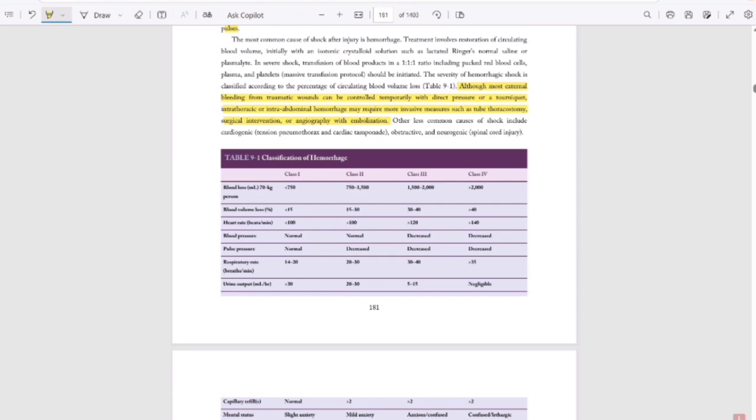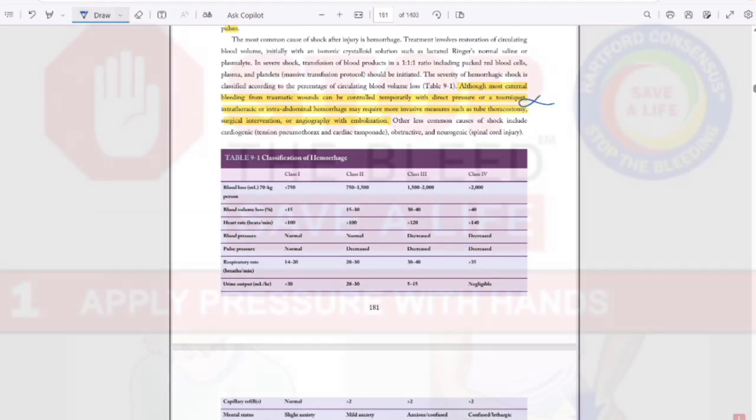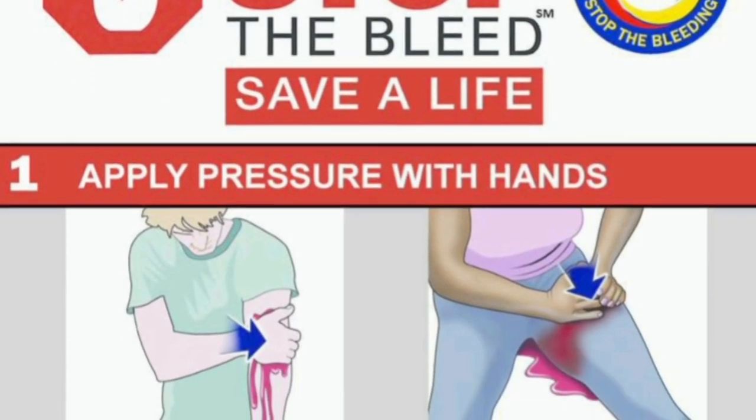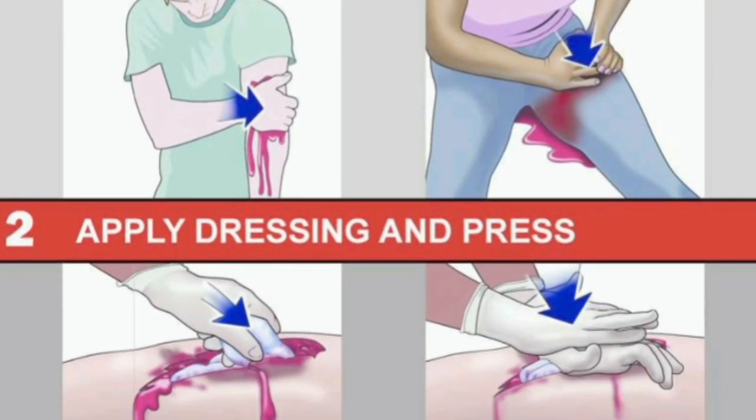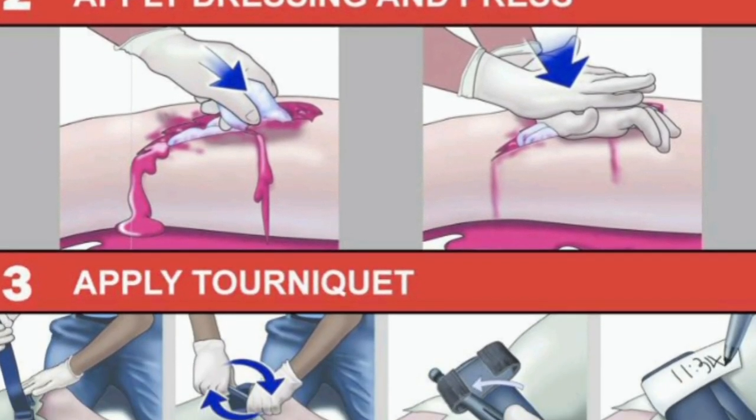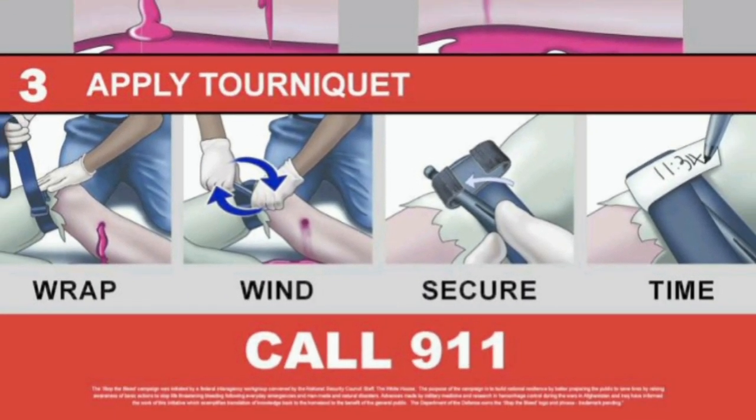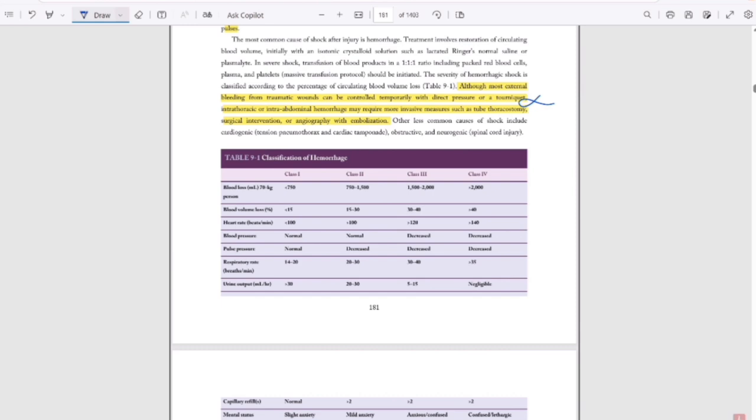Although most external bleeding from traumatic wounds can be tolerated temporarily with direct pressure or a tourniquet, intrathoracic or intra-abdominal hemorrhage may require more invasive measures, such as a tube thoracostomy, surgical intervention, or angiography with embolization.